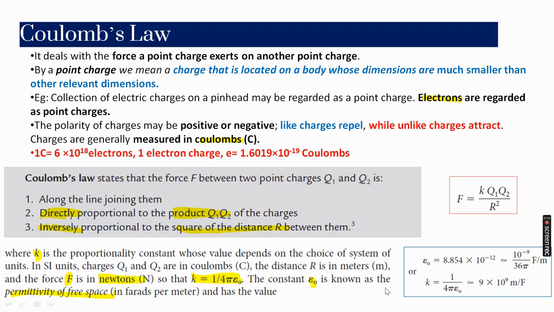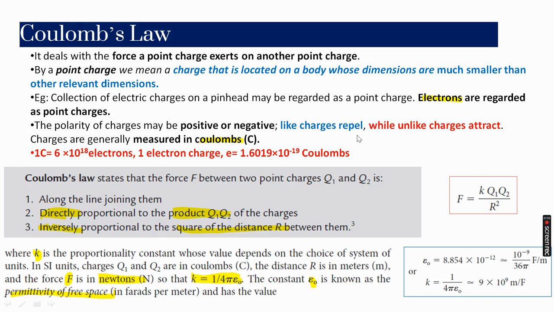Okay, now let us go to Coulomb's law, but before that, we have to understand a few things. Coulomb's law is used to find the force between two charged particles. Here, the two charges are point charges, that is Q1 and Q2. Why are we calling these point charges? Because their dimension is very small. Okay, and the electron is one of the point charges. The charges may be positive or negative in nature.